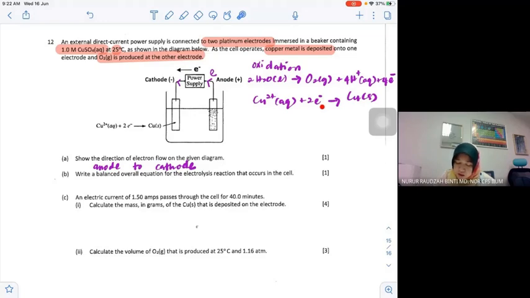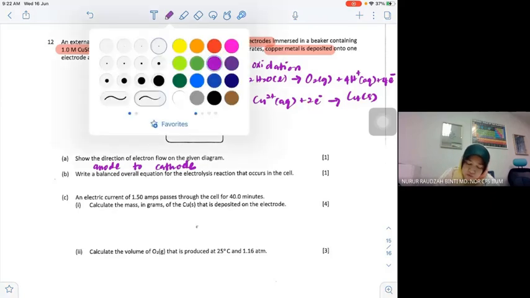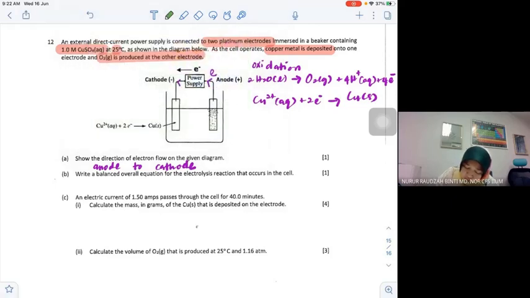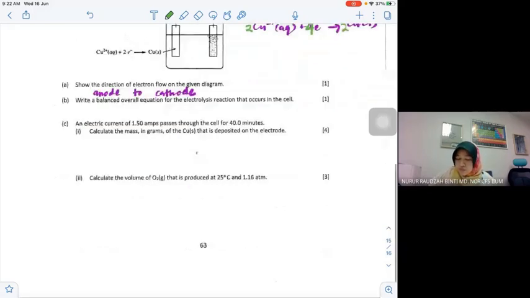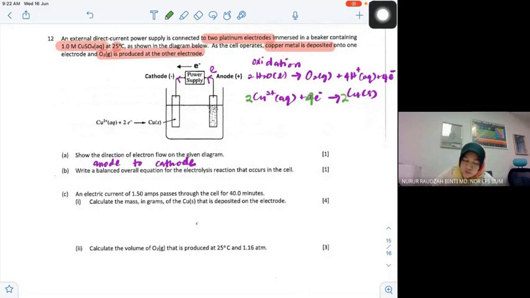So we multiply this reduction equation with 2, so that we will have 4 electrons here. That means it will be 2 copper 2 plus, 4 electrons and 2 Cu solid after we multiply it with 2. Now we can have the overall equation of the reaction. We cancel the electrons with the electrons, so we will have 2H2O liquid, 2 copper sulfate aqueous, producing 1 oxygen, 4H plus and 2 copper solid.